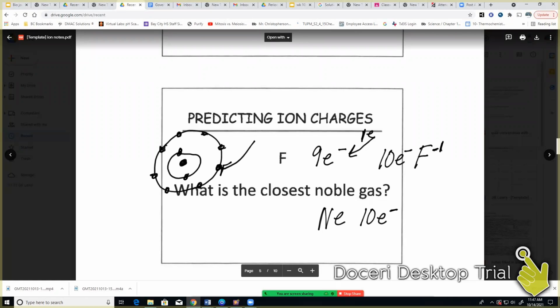So my non-metals, they're close enough to 8 electrons that they can take electrons. They're going to gain electrons. The metals are too far away from 8, so they have to lose the valence electrons that they have.